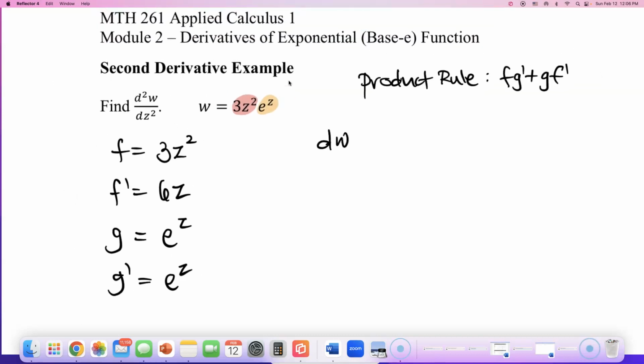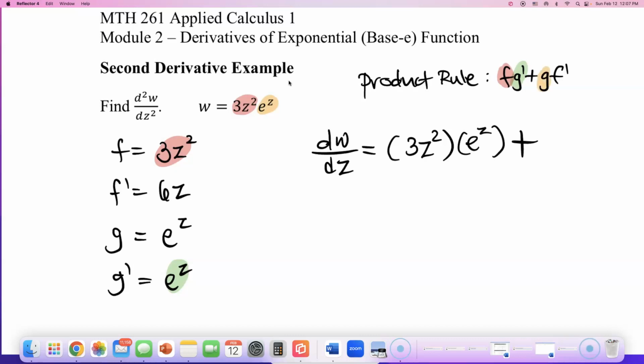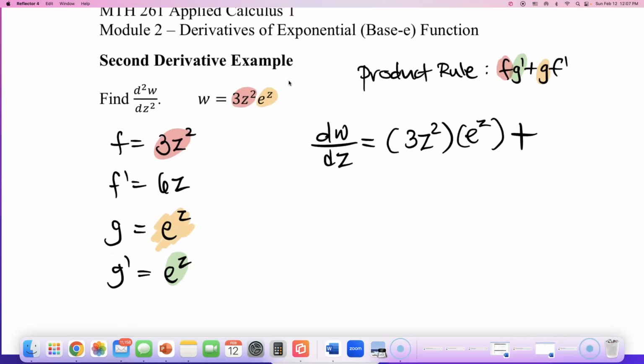The first derivative of w with respect to z, or w prime, is going to go like this. First times the derivative of the second. What's that? The derivative of the second is easy: e to the z power, plus second times another easy one, and we're multiplying this by the derivative of the first, which is 6z.